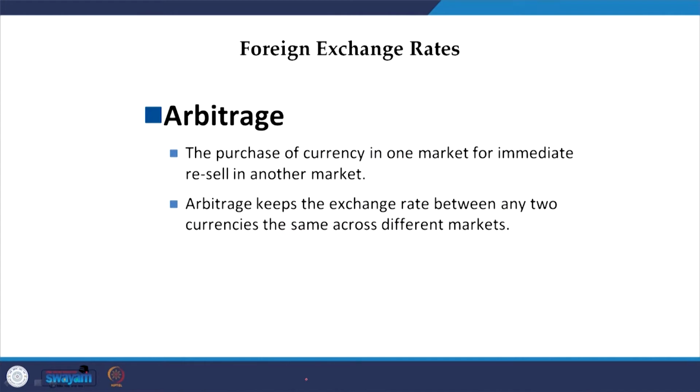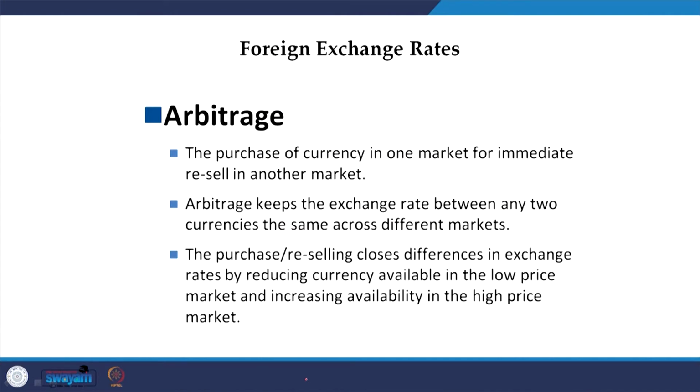After discussing the very basic concept of foreign exchange rates, we need to identify some other concepts of foreign exchange rates, like arbitrage. Arbitrage is simply the purchase of currency in one market for immediate resale in another market. The person who does buying in one place and selling in another place is called an arbitrageur. So, arbitrage keeps the exchange rate between any two currencies the same across different markets when the market is freely defined or very competitive.